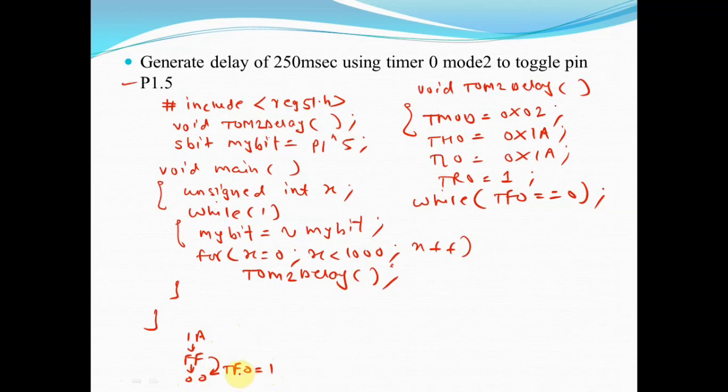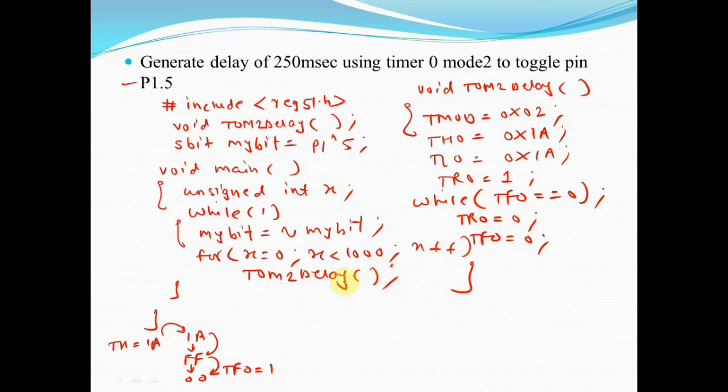And when TF0 becomes 1, the value which is loaded in the TH register, that is 1A, will again be copied to TL, and the counting will again start from 1A to FF for the next iteration. So when TF0 becomes 1, that means the delay of one iteration is completed. Now the role of the programmer is to stop the timer. So make TR0 equal to 0 and clear the TF flag for the next iteration.